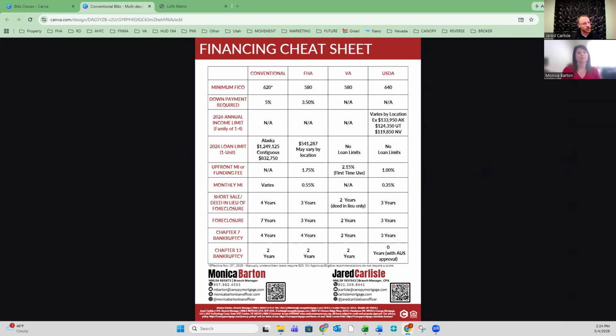Here's another little financing cheat sheet that we can certainly send to you guys if you want. Just reach out and let us know. It gives some different fields and it's just a little reminder of some of the flexibilities that each program might offer, some of the things that differentiate them, whether it be the down payment required or how they treat foreclosures, how much time you have to have since your last foreclosure, different things like that you can reference back to.